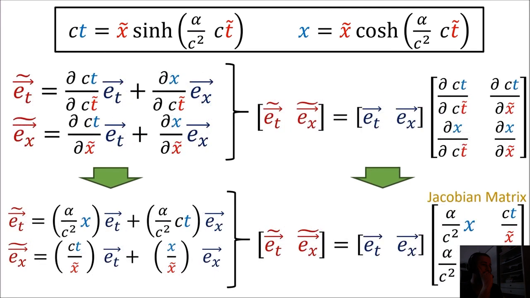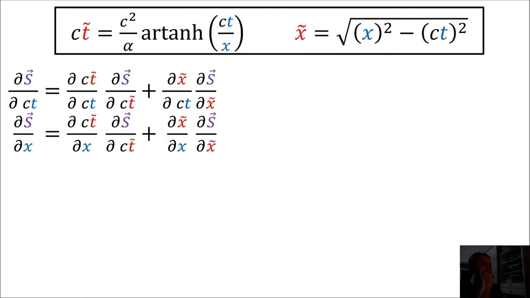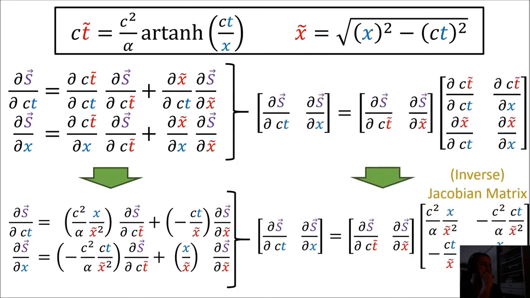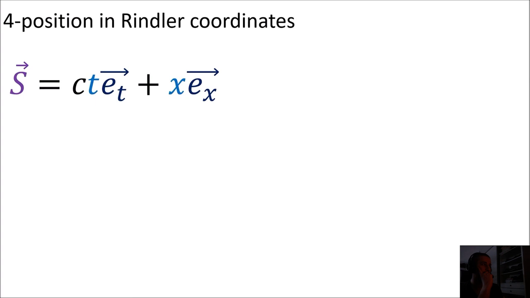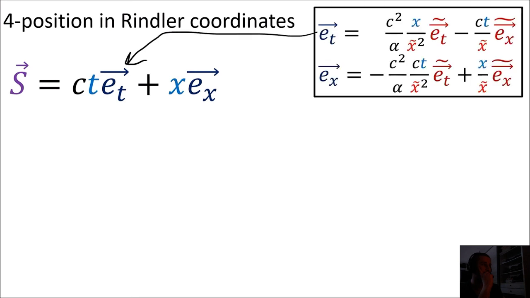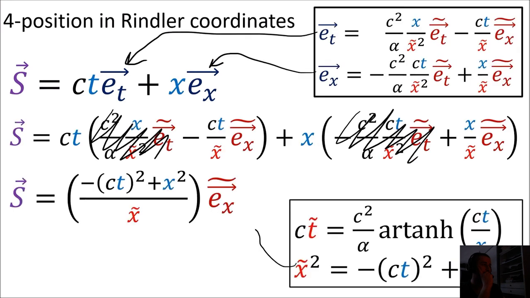And we can rewrite all these equations with the standard basis vector notation instead of the tangent vector notation. And we also learned how to do this in the reverse direction with the inverse Jacobian matrix. Now, in inertial coordinates, the four-position vector S equals ct et plus xex. But using the change of basis equations I just talked about, we find that in Rindler coordinates, S just equals x tilde ex tilde, with 0 time component.